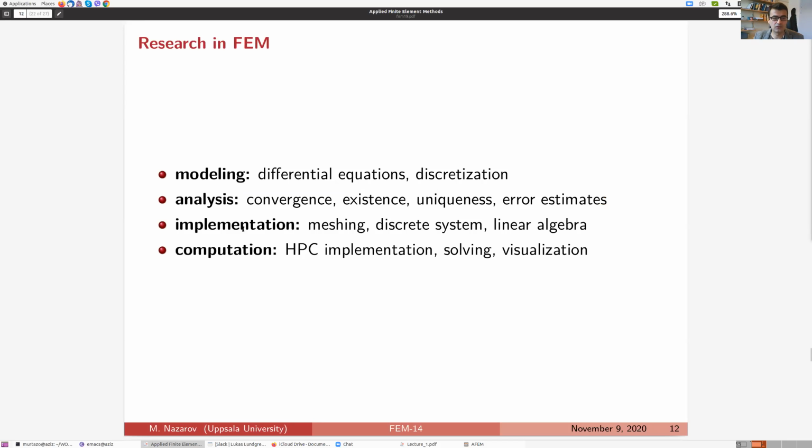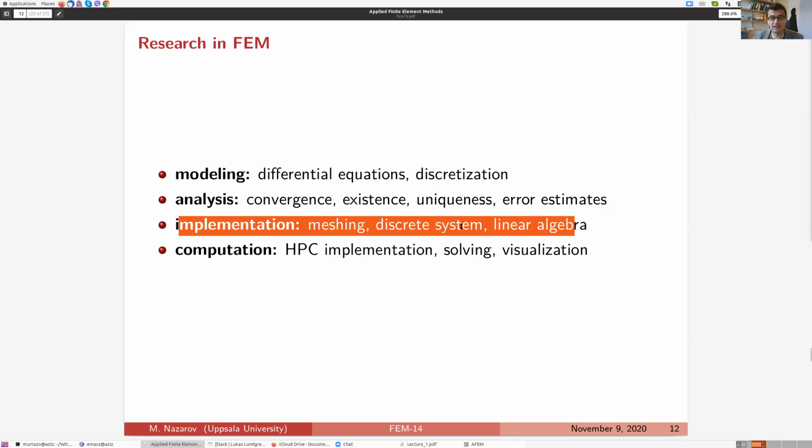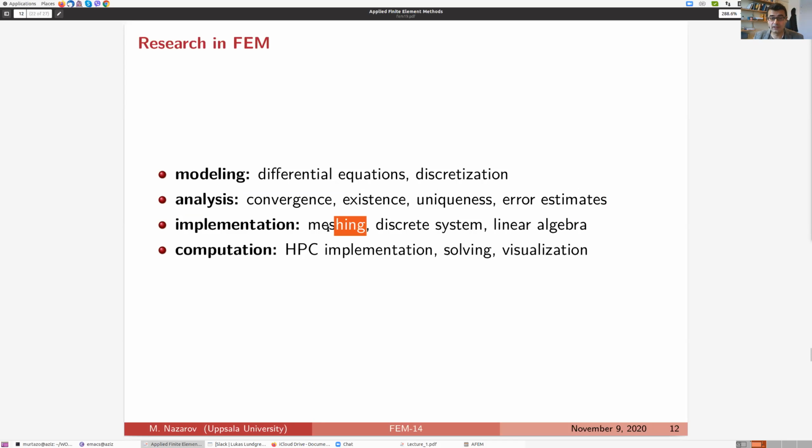So once you go to implementation, similar to finite differences, we need some mesh. Mesh is like you take a domain and split it by a finite number of points, intervals, elements, etc. This is a meshing problem, and on top of this mesh, you have to create a discrete system. It's usually going to be some linear algebra system.